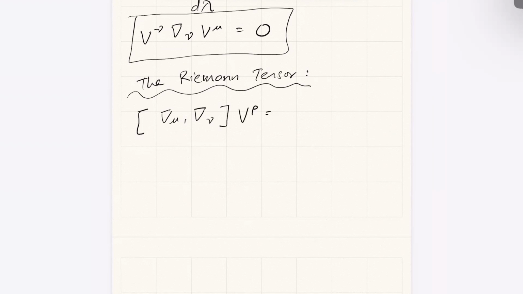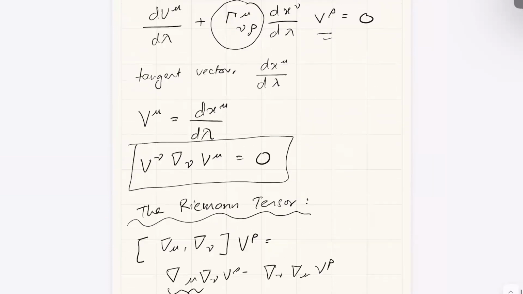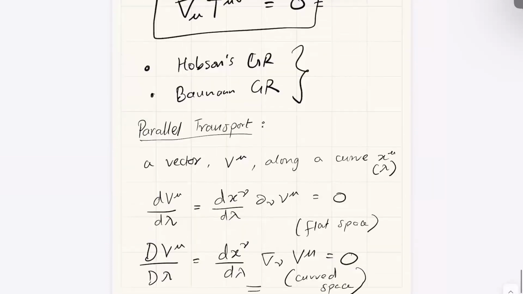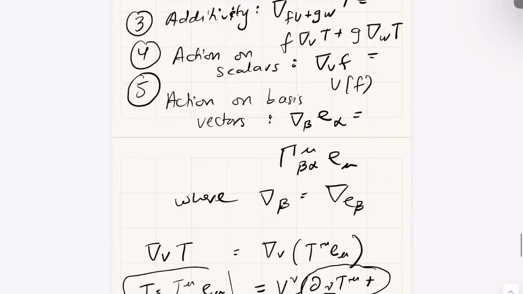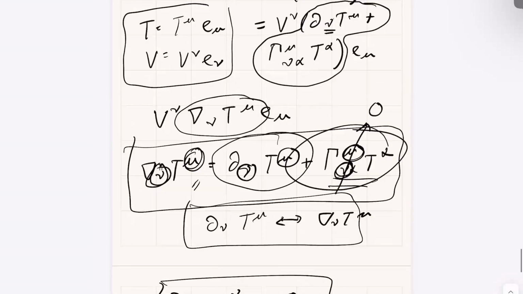And this just means that I'm acting the covariant derivative with respect to mu first, then nu, and then vice versa. Okay, so I'll just write that down. So this is what it essentially means, right? And now you can break these covariant derivatives out using our definition of the covariant derivative. I think I wrote it somewhere over here, this one, right?